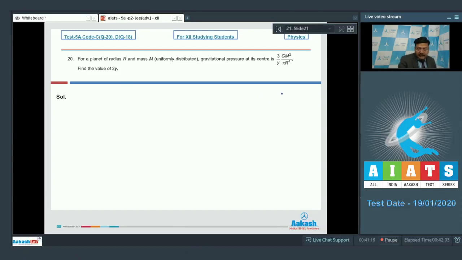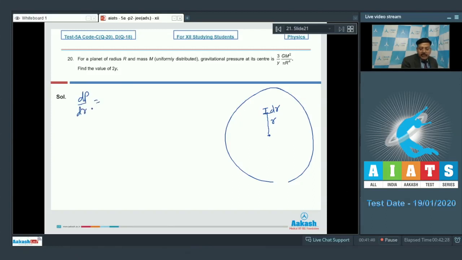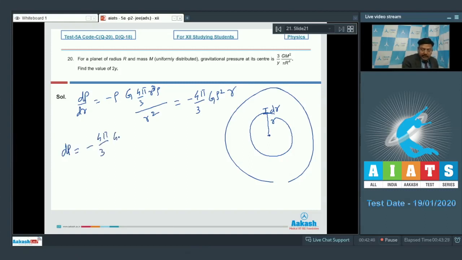Say this is the planet and we are at distance r from the center, and let's say the r increases by dr. So between these 2 points, if the pressure is considered as a function of r, then we have dp by dr equal to minus rho g. Rho of course is constant, but g will be variable here. The value of g there can be taken as capital G times whatever mass is contained within the sphere of radius r, that means 4 pi by 3 r cube rho, divided by r square. This simplifies to minus 4 pi by 3 G rho square r. And so we have dp equal to minus 4 pi by 3 G rho square r dr.